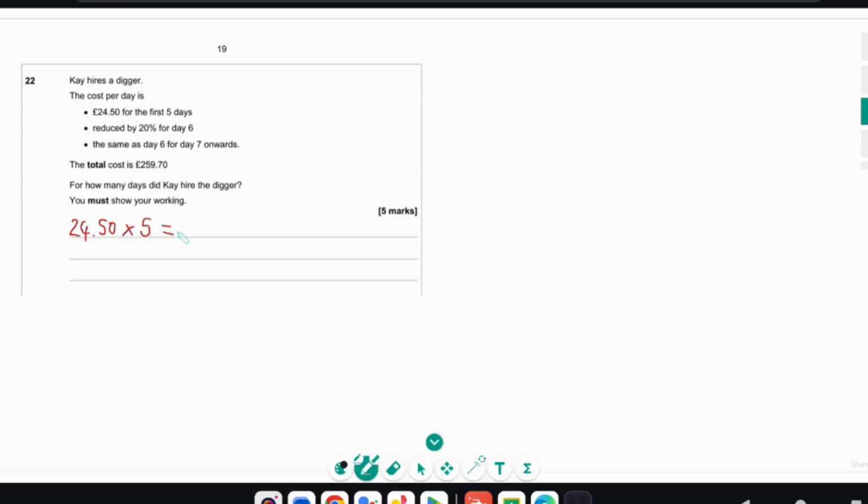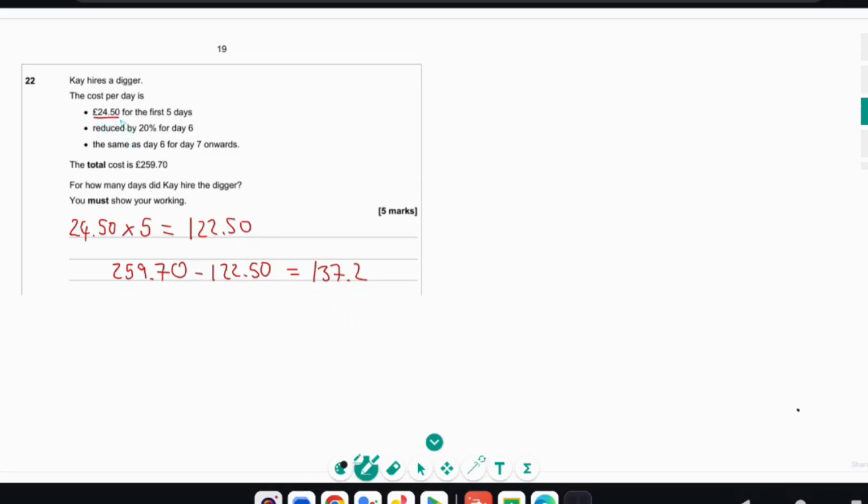So what's £24.50 times 5 first of all? That's your standard cost for 5 days. It is £122.50. I need to take that off the total, £259.70. Again, just use your calculator. That gives us £137.20. Okay, well, we need to work out now how many more days you hire the digger for.